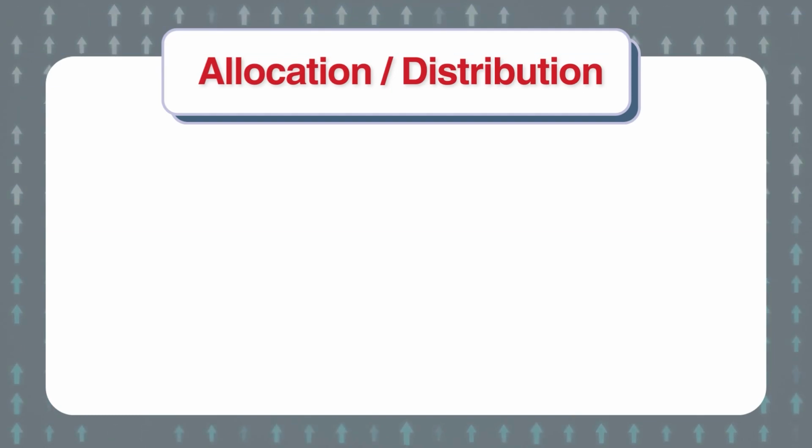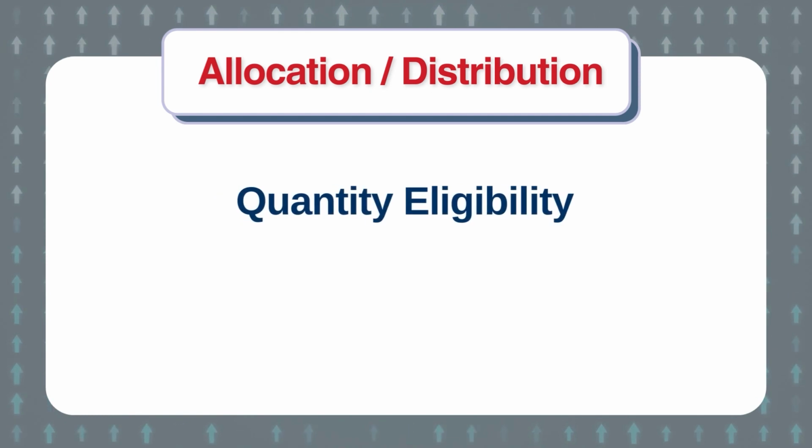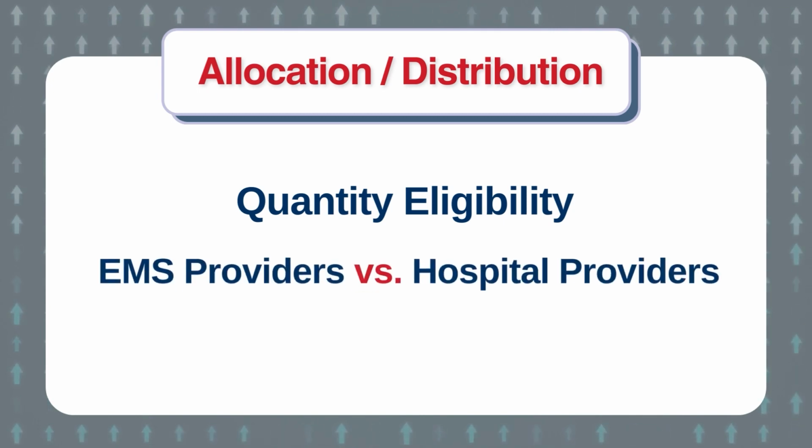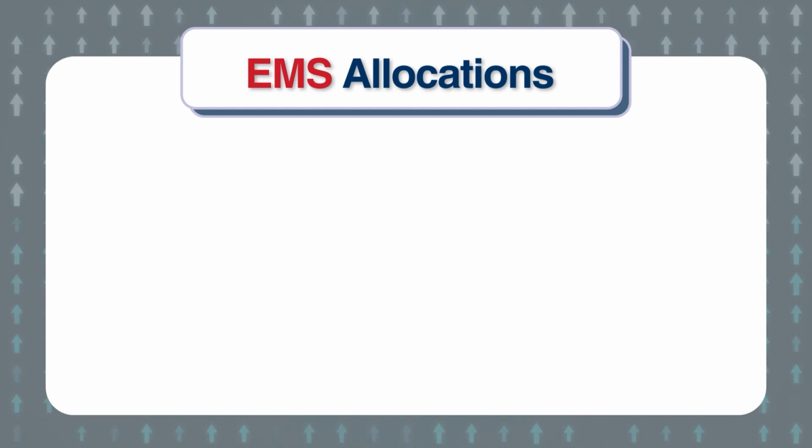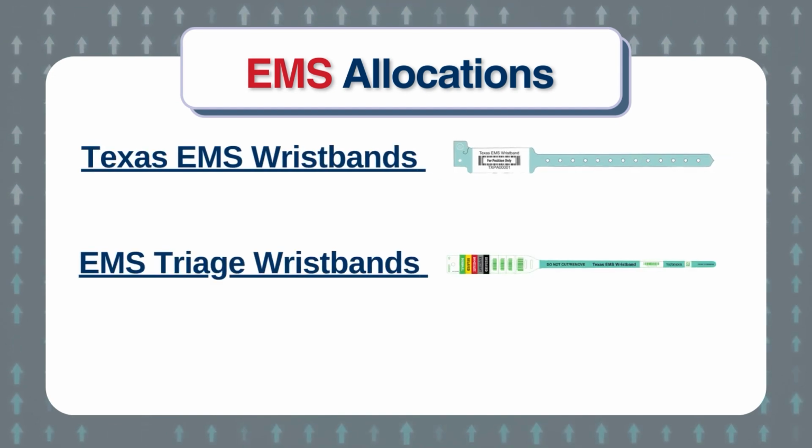Finally, we'll cover how organizations can acquire their supply of wristbands. In order to ensure that EMS agencies and hospitals have an adequate number of wristbands, there are certain guidelines regarding quantity eligibility. To begin, we'll go over each provider type and discuss the options available to them. For EMS agencies, both the Texas EMS wristbands and the EMS triage wristbands are available for distribution and acquisition, as they are the providers to initiate care to patients in an everyday setting or by an MCI event.